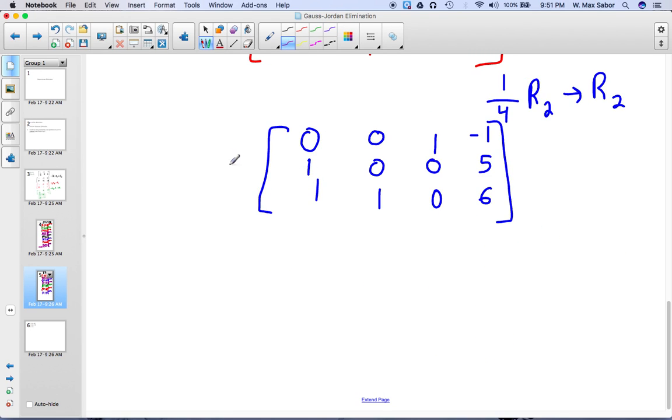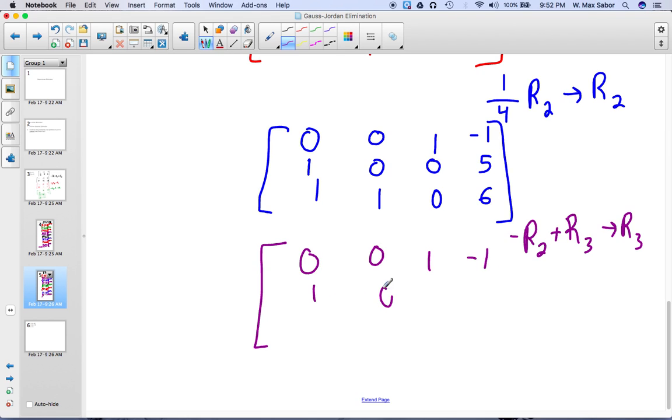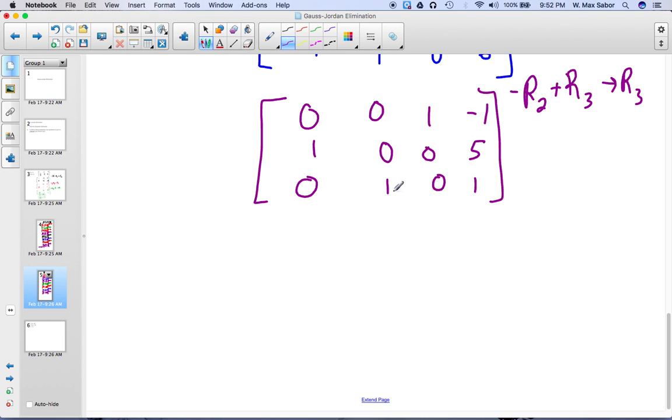If we multiply the second row by -1 and add it to the third row, then we'll get 0, 0, 1, -1, 1, 0, 0, 5, 0, 1, 0, 1. And that is not quite reduced row echelon form because the leading coefficient here is to the right of that one. But we can just perform the row operation of switching the rows.